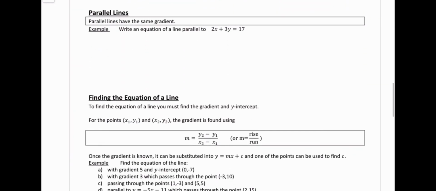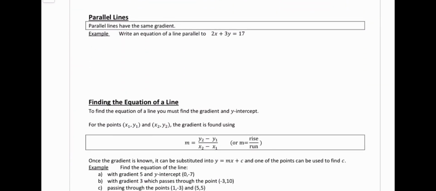Okay, next bit is parallel lines, and parallel lines have the same gradient. Basically that is it. So if you imagine you've got a line here and another parallel line, they have the same gradient and they will never meet. They're always going to be the same distance apart. So a bit like train tracks, they're never going to meet. They always have the same gradient.